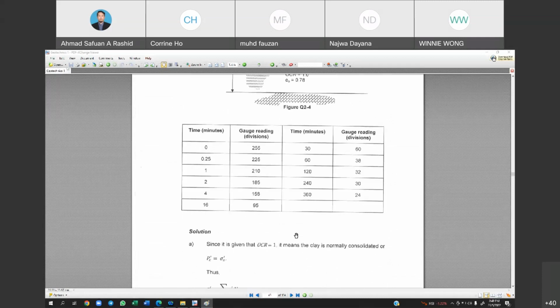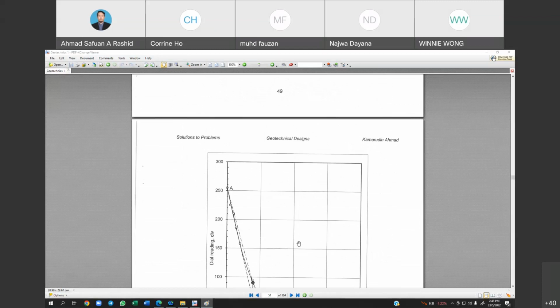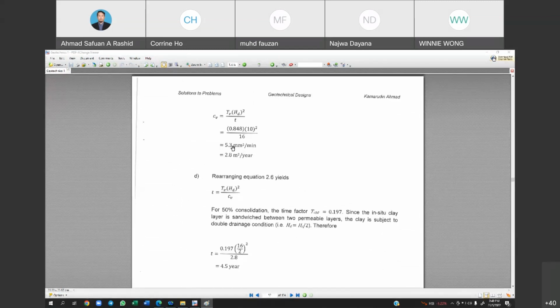So your final product, before you rearrange the units, will be millimeter square per minute. So at the end, if changed to meter square per year, it will become 2.8. So that is for the C.